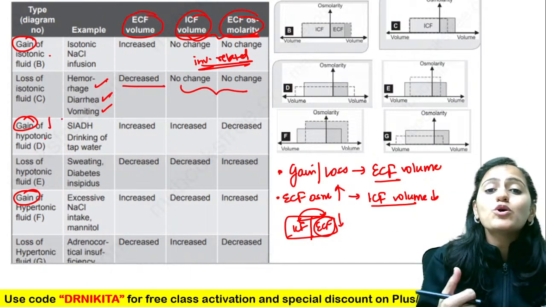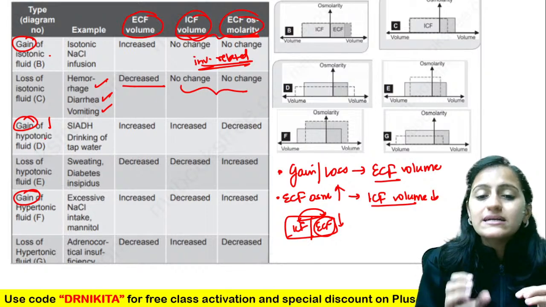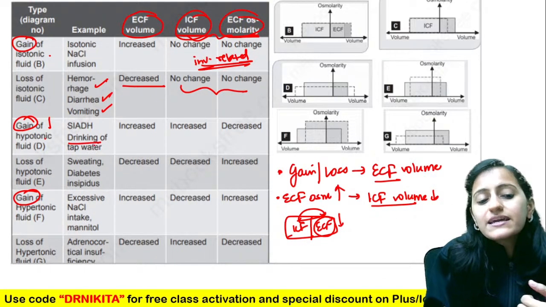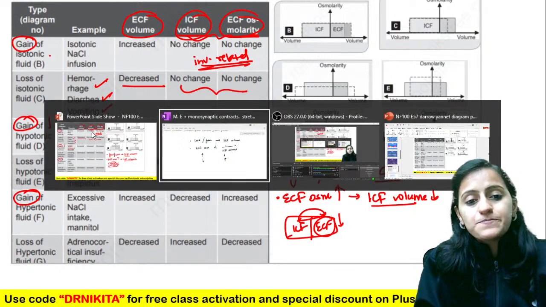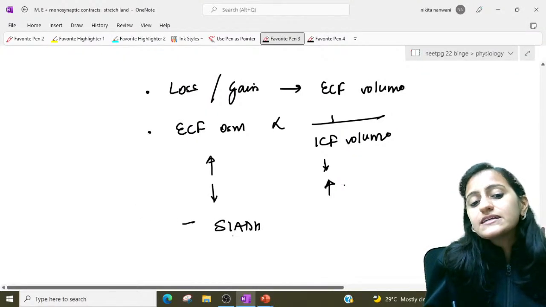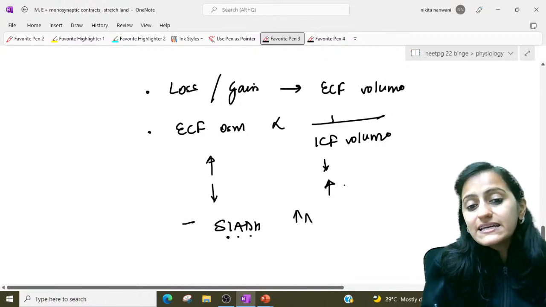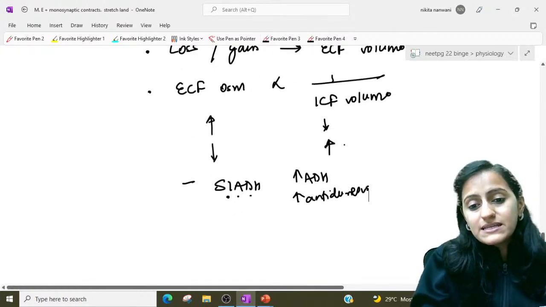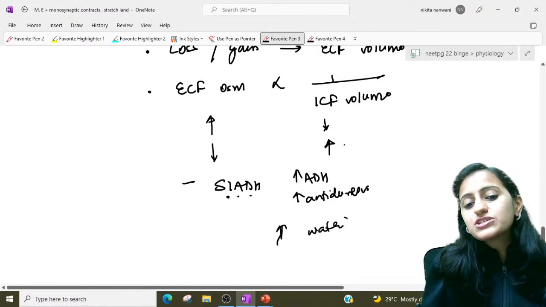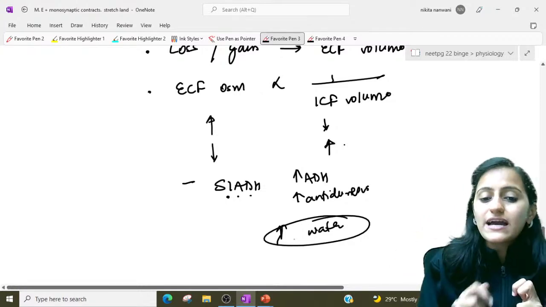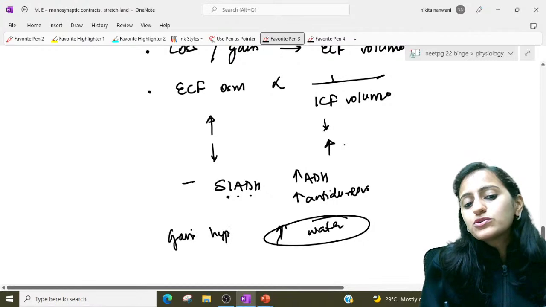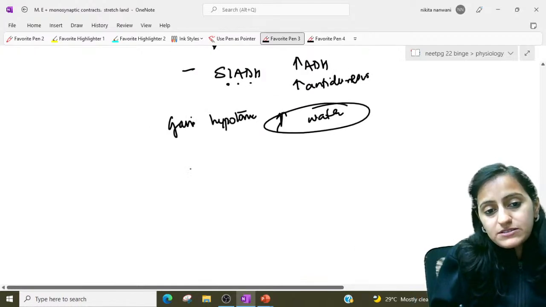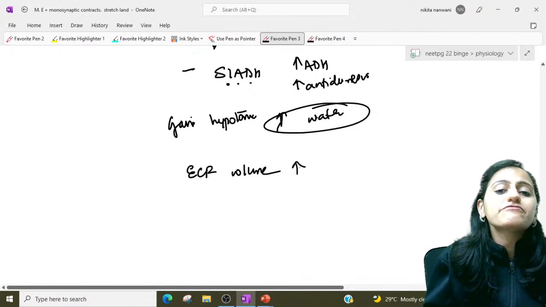When it is gain of hypotonic fluid, hypotonic, hypo-osmolar, that means there is no salt, it's only water. We are only gaining water, like drinking tap water or SIADH. What happens in SIADH? It's inappropriate ADH, basically increased ADH, so there is increased antidiuresis. That means there is increased water accumulation in the body. So SIADH is gain of hypotonic fluid. So what happens to the ECF volume? The ECF volume increases.